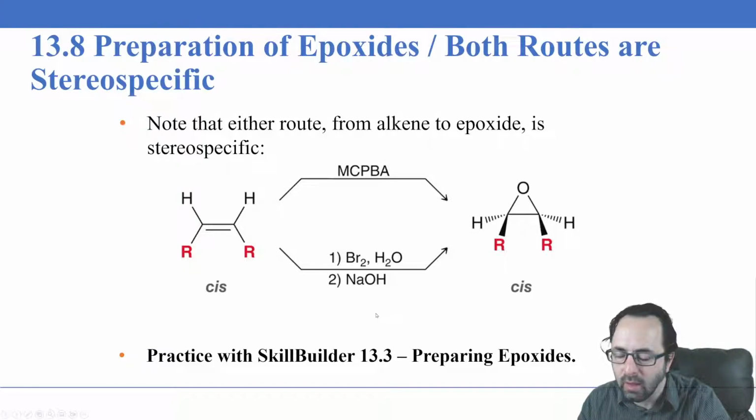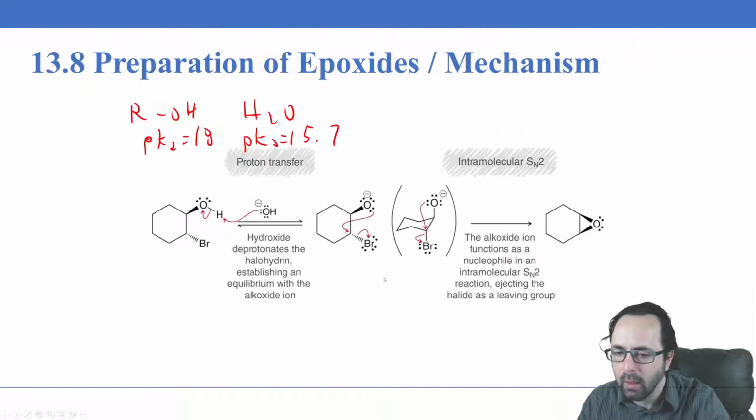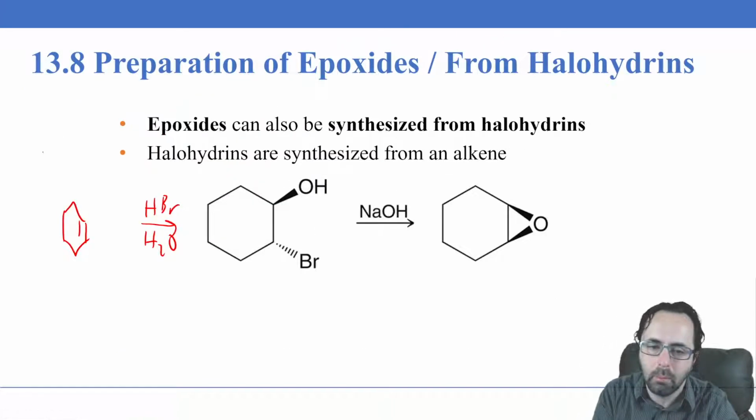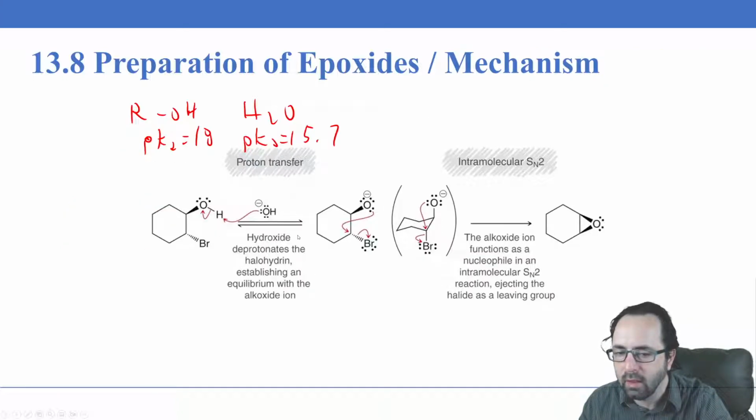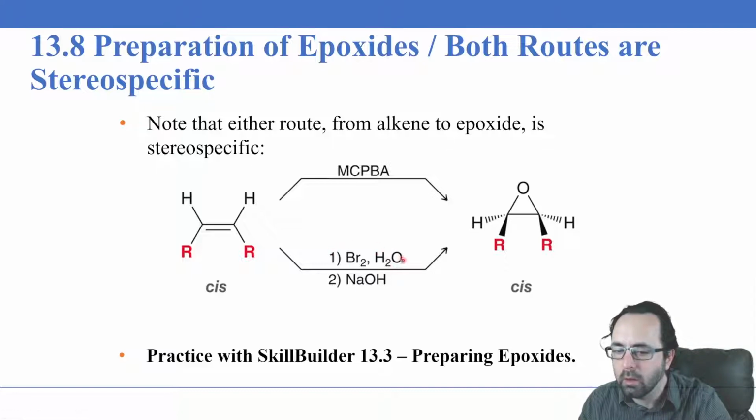So notice that either way we prepare these epoxides, either directly from the peroxy acid or by taking the alkene and doing a, whoops, I said HBr, I meant Br2. My apologies. Br2 and water followed by a base, you can produce, either way, an epoxide in which the stereochemistry is controlled.